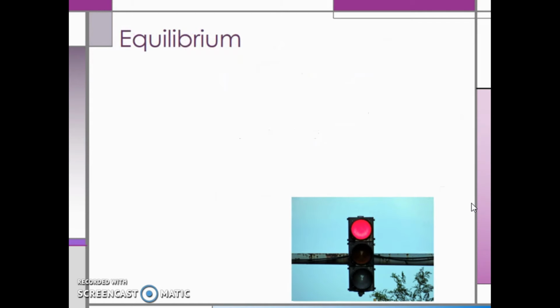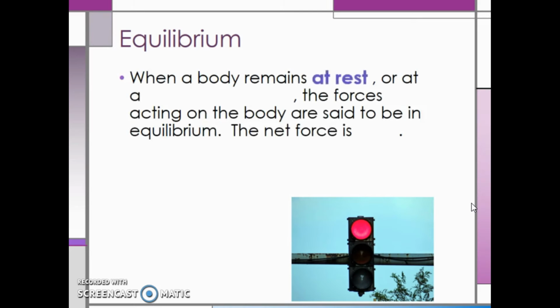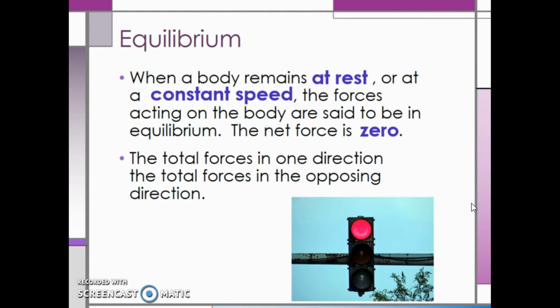We have one last topic to discuss, which is equilibrium. When a body remains at rest or moving at a constant speed, the forces acting on the body are said to be in equilibrium. The total net force is zero. This means that the total forces in one direction equal the total forces in the opposing direction.